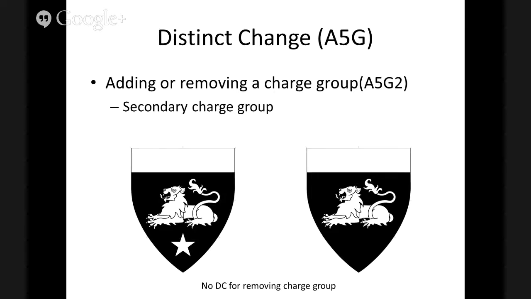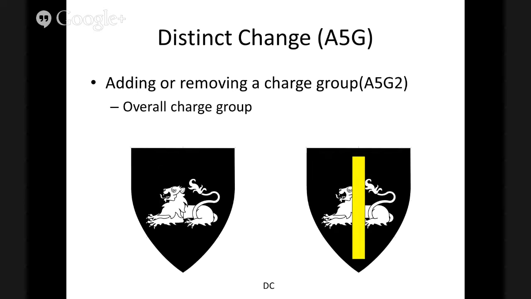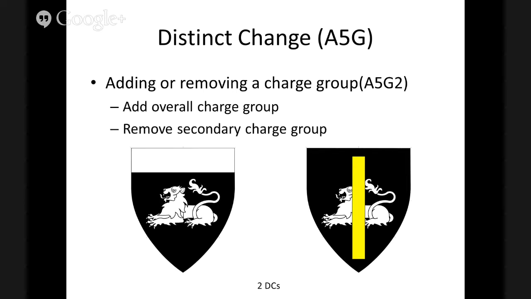How about here? Oh, and my answer here is incorrect, so there's your hint. So don't read the answer at the bottom. How many charge groups do we have on the left? 2, right? We have the chief and we have the star. A peripheral ordinary is not in the same charge group as anything else. How many secondary groups do we have on the right? Just one. We've removed a secondary charge group. Okay? How about here? What have we added? An overall charge group. Yeah, so that gets us a DC.